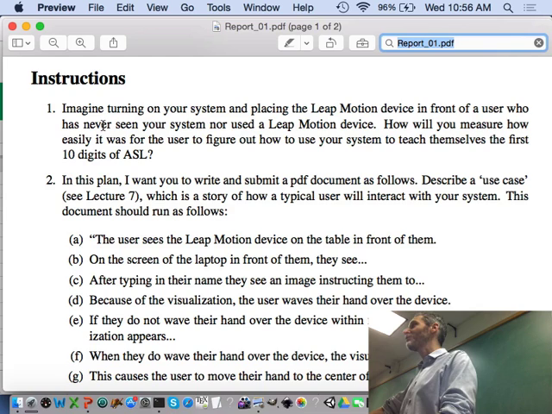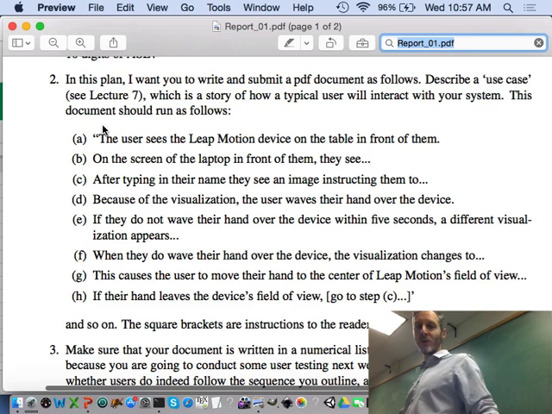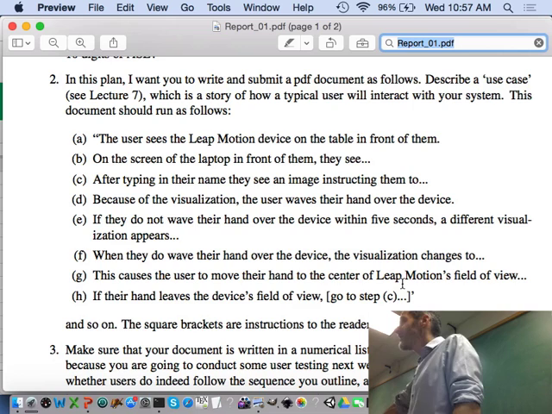They look at the screen, and based on what they see on the screen, they do this, right? From that all the way through to learning ASL or failing to learn the digits of ASL, how is that interaction going to play out? And that's what you're going to be describing in this first of three sections of the first report. So here, just to get you started, I want you to write this as an itemized list. So the user sees the device on the table in front of them.